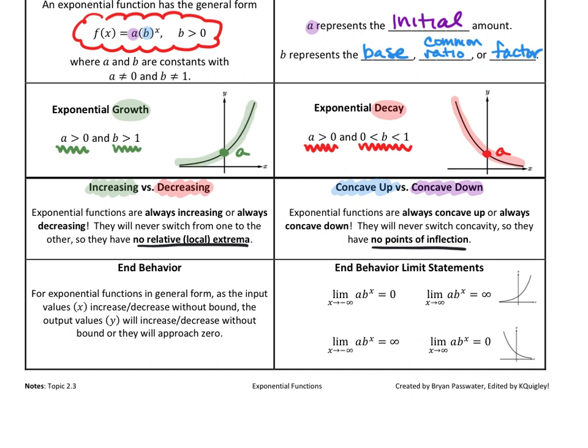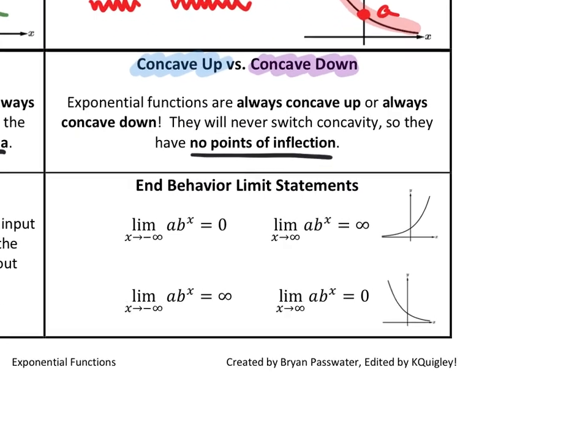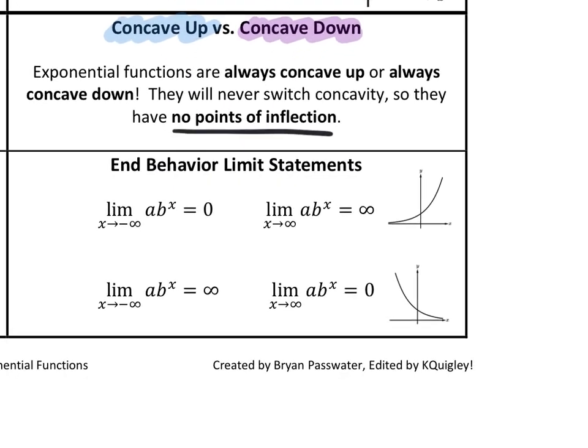Now tying in some more vocabulary we've had before, end behavior. End behavior is talking about what's happening at the end of the graph. For exponential functions, as the input values increase or decrease without bound, the y values will either increase or decrease without bound or approach 0. So let's talk about the two most common, again, these are our most common growth and decay and what their end behavior would be, just to make sure it makes sense to us.